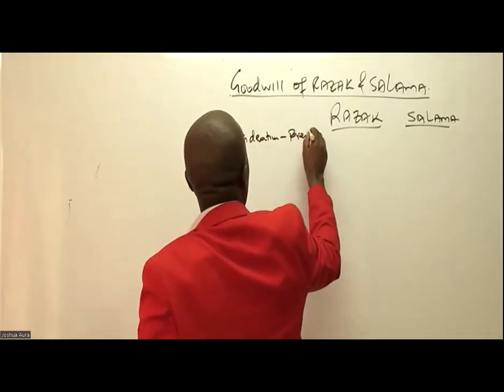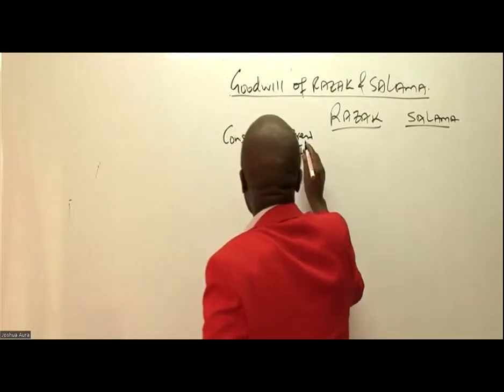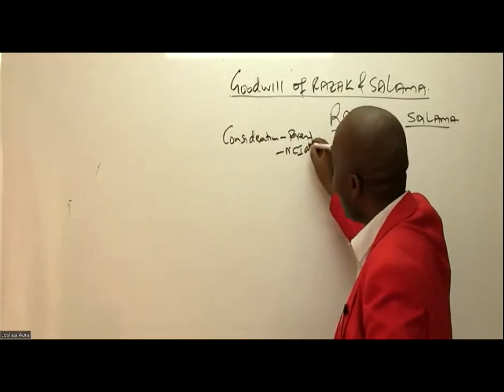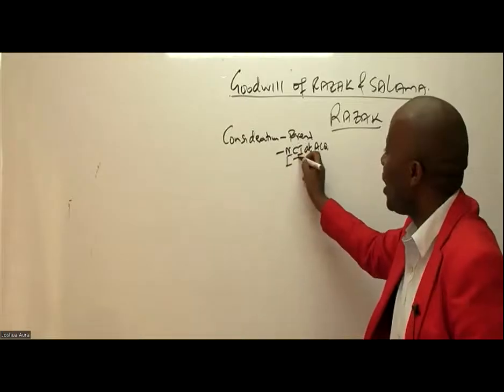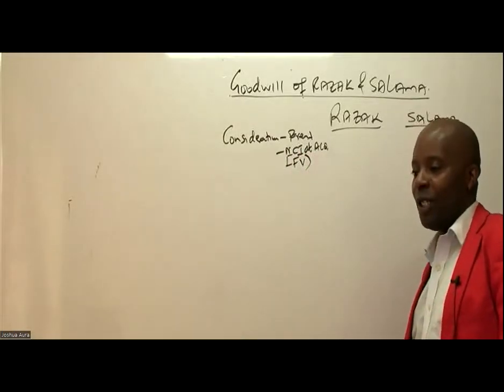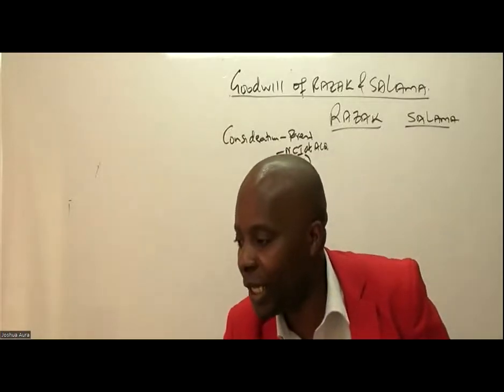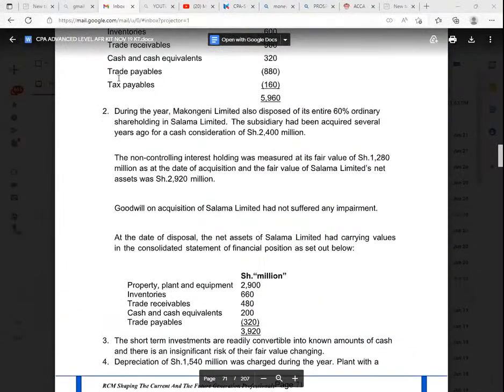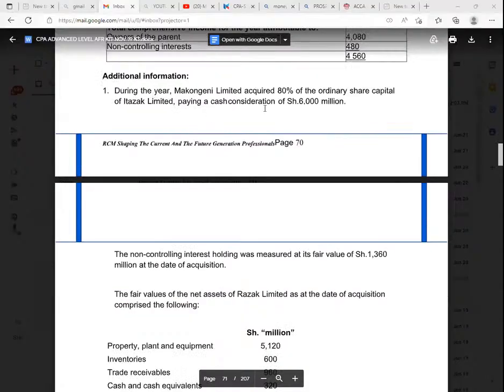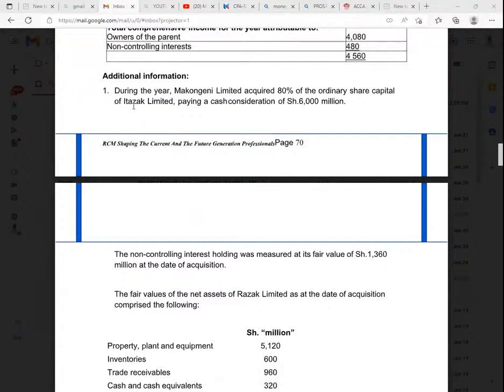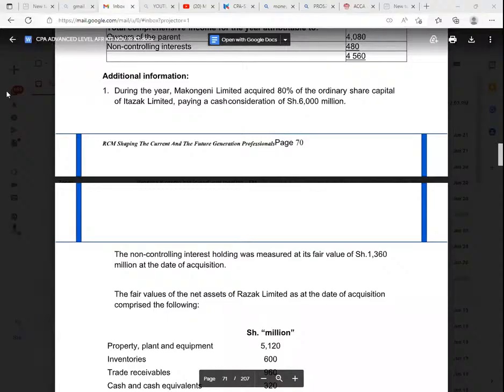So we talk of consideration paid by the parent and the consideration paid by NCI. Remember, this is at acquisition, and for NCI we are looking at fair value of NCI at acquisition. So the parent for EIHE paid how much? During the year, CEHE Limited acquired 80% of the ordinary share capital of EIHE Limited, paying a cash consideration of 6,000. We leave out the million. So the parent paid 6,000 there.